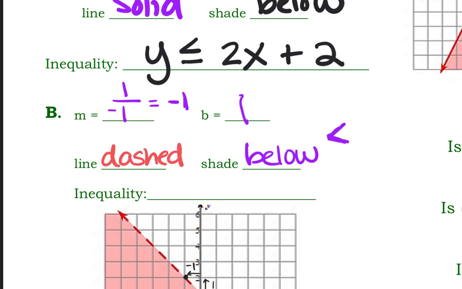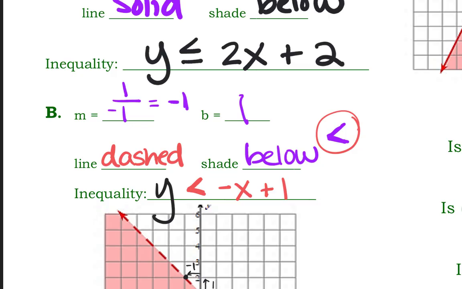All right, so for our inequality, you're going to write y. What did we say m was? Negative 1. So I'm going to put negative x because that's where the 1x goes. And then for the b, am I going to do plus 1 or am I going to do minus 1? Plus 1. Okay, and then the inequality, this is where that symbol is going to go. It's going to go right here after the y.